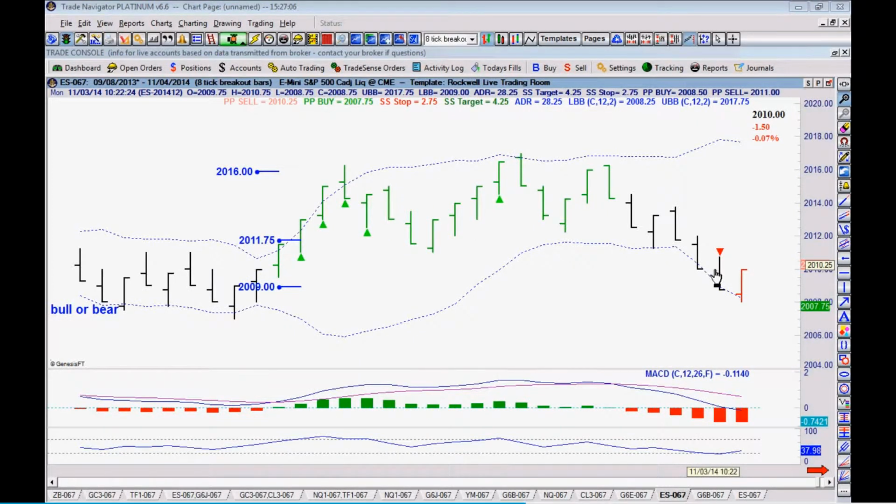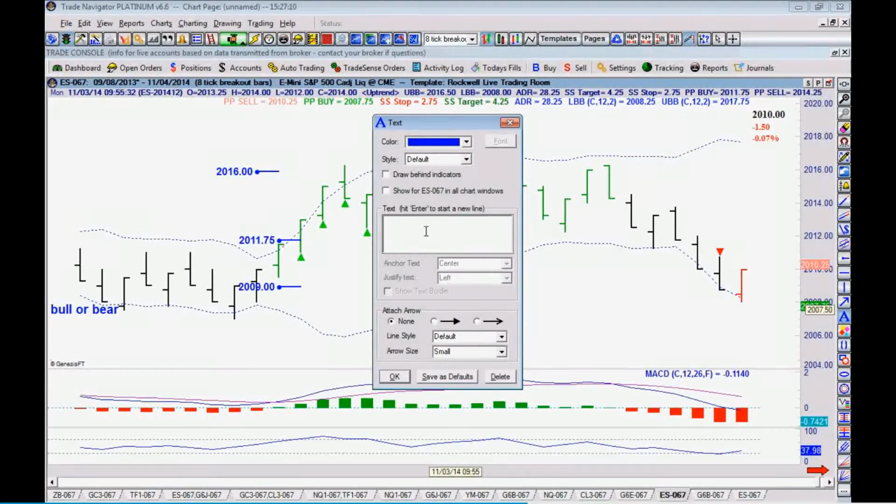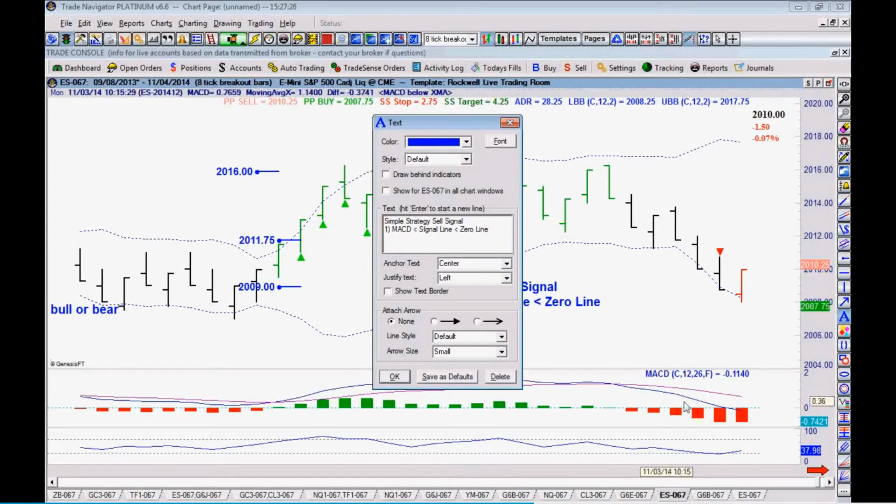But let's consider our rules for a simple strategy short. For a simple strategy short trade, we want to see three things. So a simple strategy sell signal, we want three things. MACD below the signal line and below the zero line. Now, we see by looking at MACD that this is the case. We have MACD below the zero line and the signal line, and based on our programming we have a red bar, so that's easy to say that that is true.